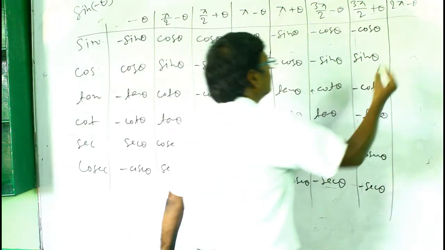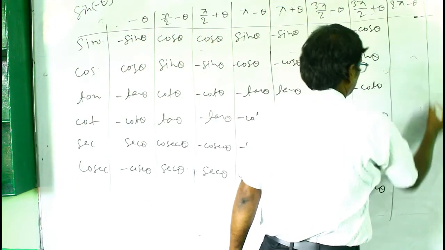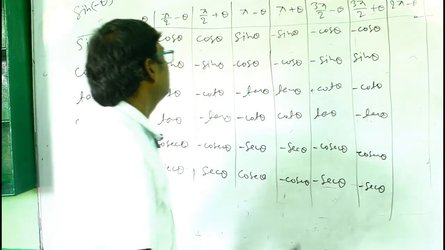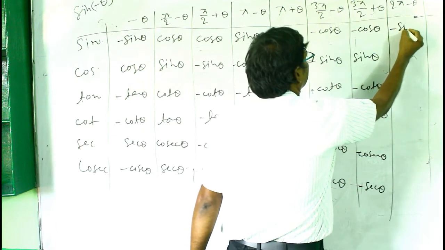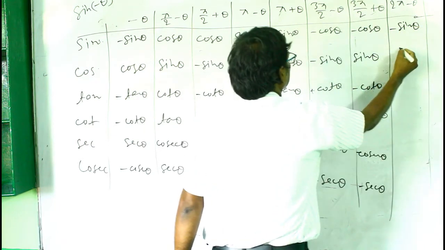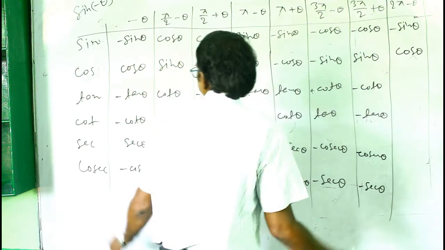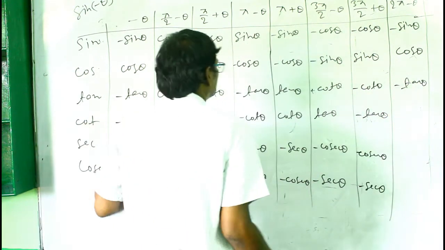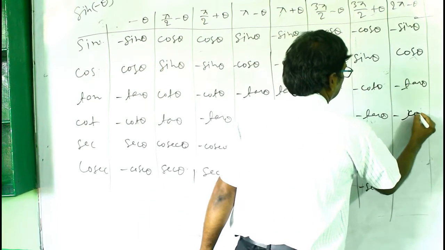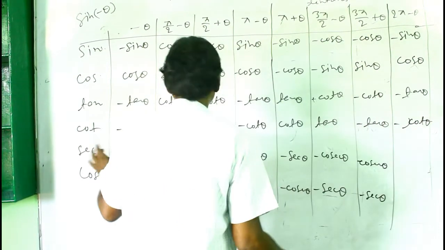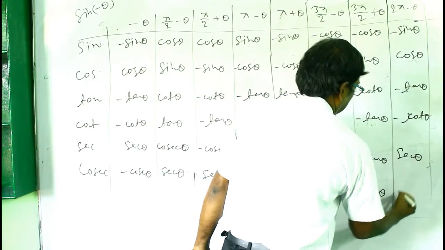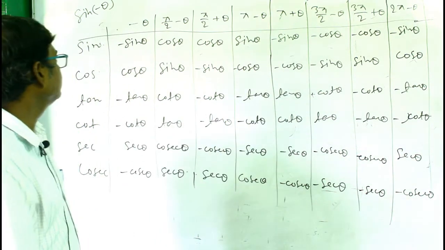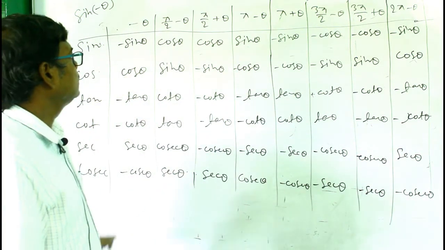Then you have 2 pi minus theta. So what is 2 pi minus theta? Here sin of 2 pi minus theta equal to minus sin theta, and here it will be cos theta, then tan it will be here minus tan theta, and cot here it will be minus cot theta, and sec here will be positive, and this will be negative. Okay, so these are the values. You must remember this table.